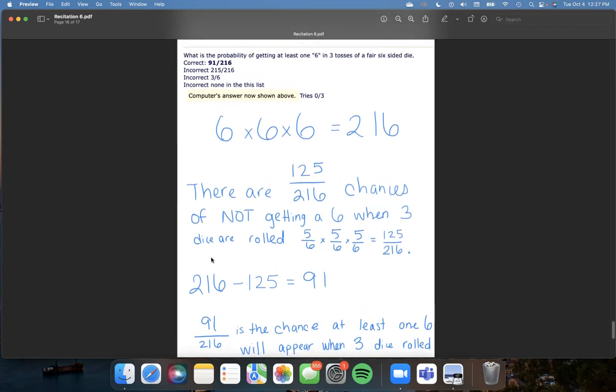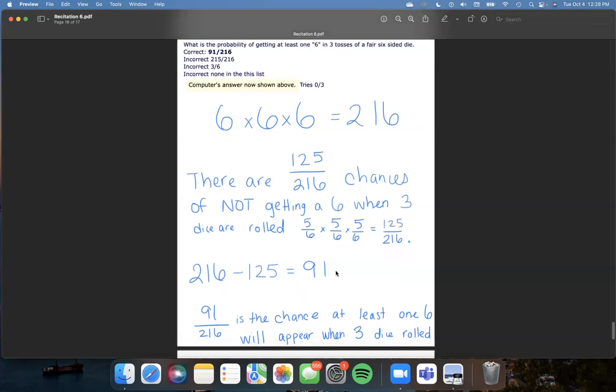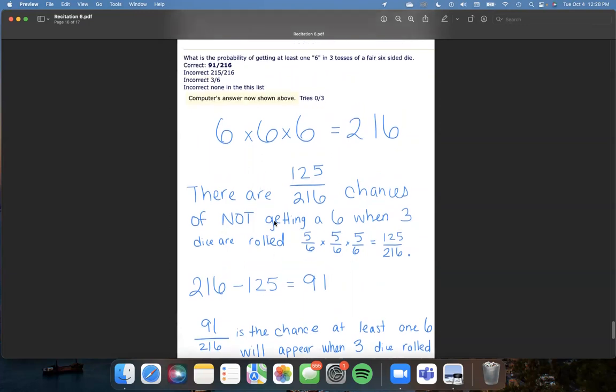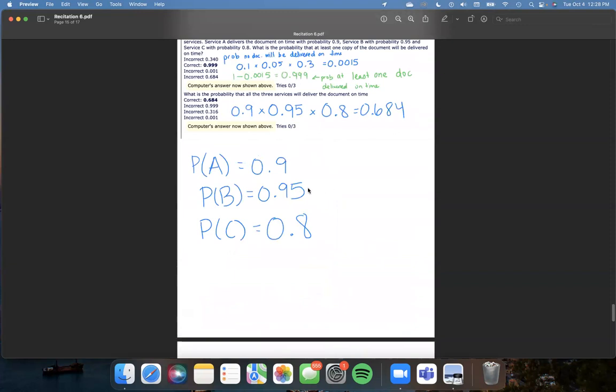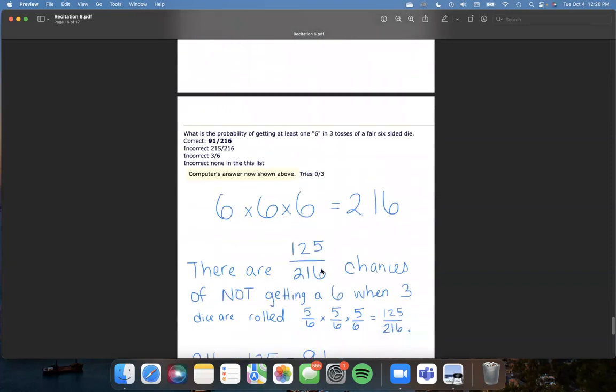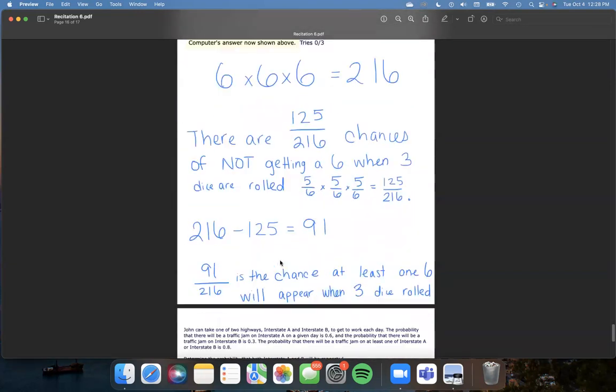Then if we take 216 and subtract 125, which is what we got here, that would be 91. So 91 divided by 216, our total number of outcomes, is the chance that at least 1 six will appear when 3 dice are rolled. So we did the same situation as here, where we first found the complement and then worked from there.